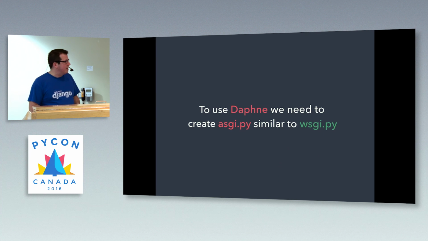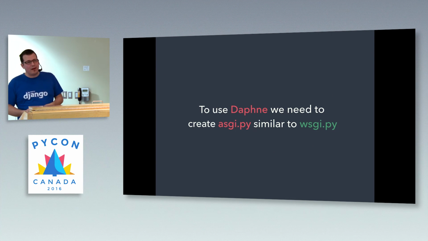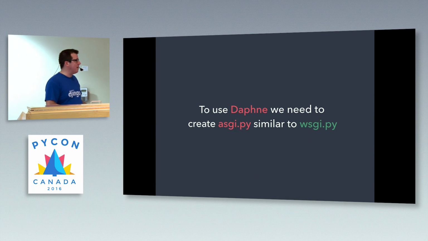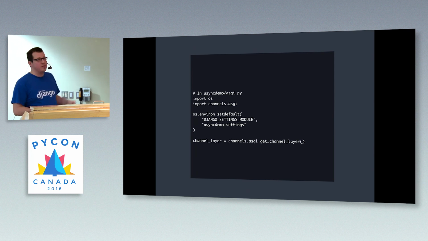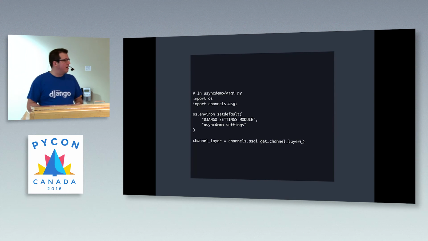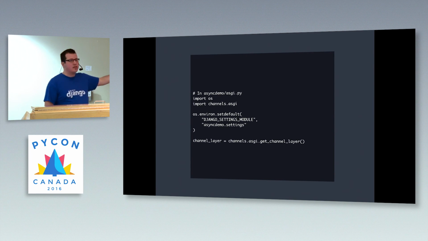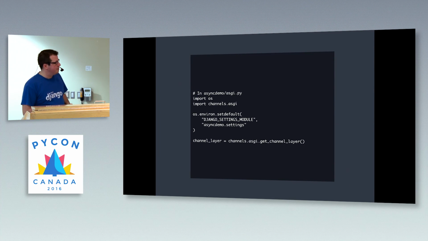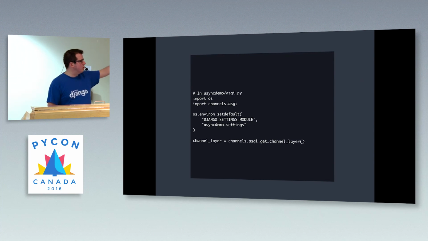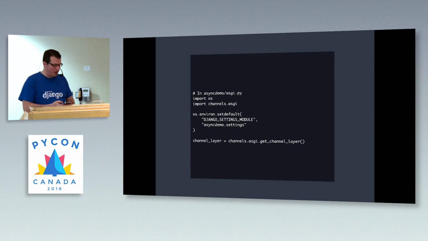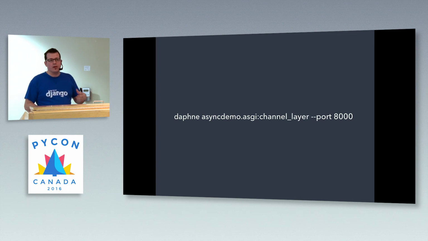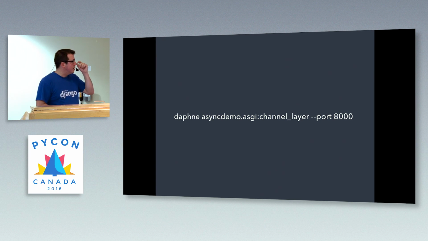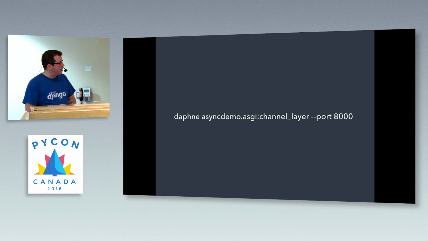To use Daphne, we need to create an asgi.py file, which is similar to a wsgi.py file, if you're familiar with that. This is what it looks like. Very similar. We just set up the settings and then set up the channel layer, which is basically equivalent to a wsgi app. Fortunately, all this glue code exists for you, and you can just copy and paste it as boilerplate. And then to run Daphne, it's very similar to running Gunicorn or other wsgi servers. You tell it what channel layer to connect to, and you specify a port.